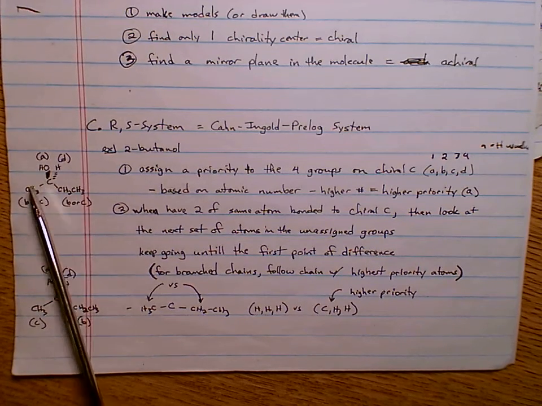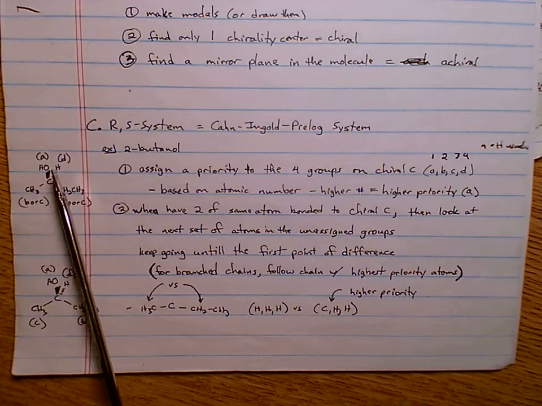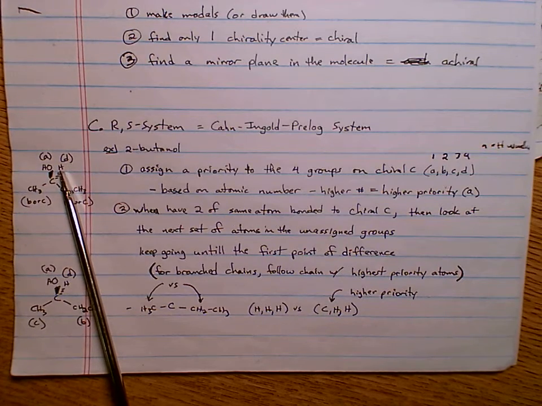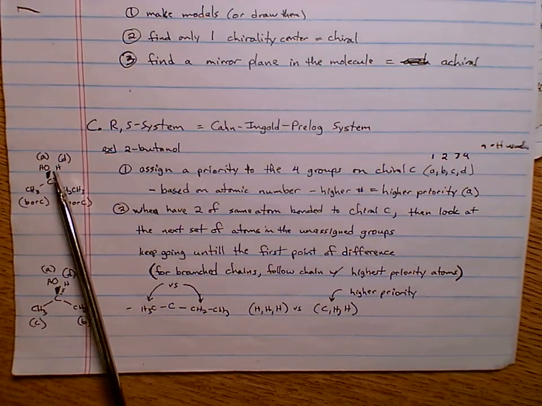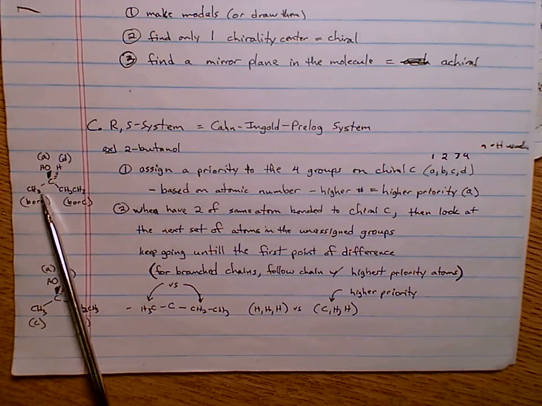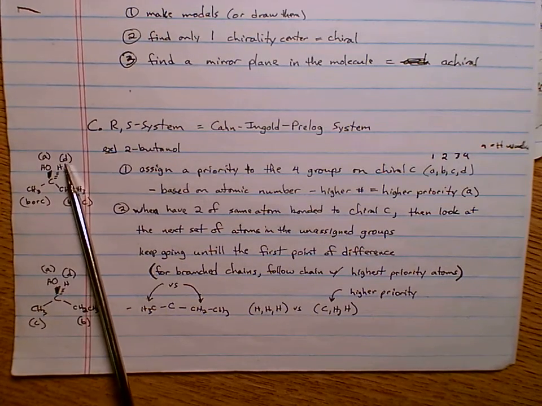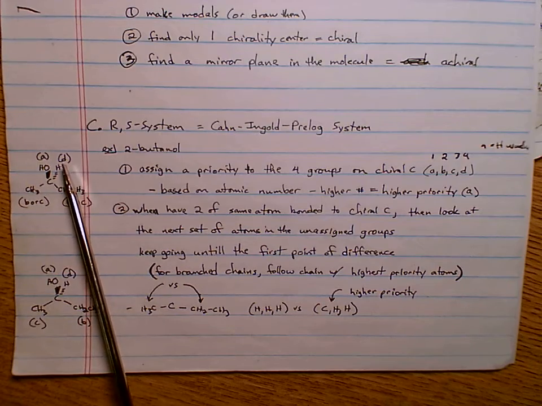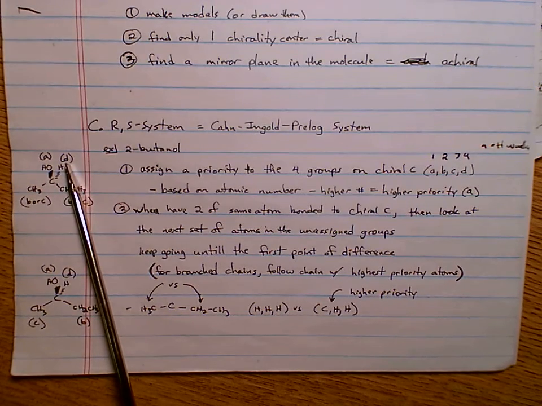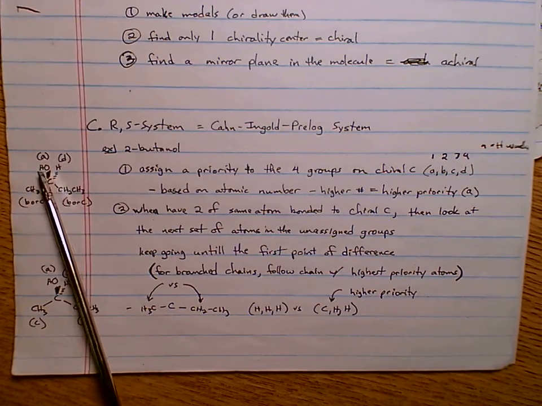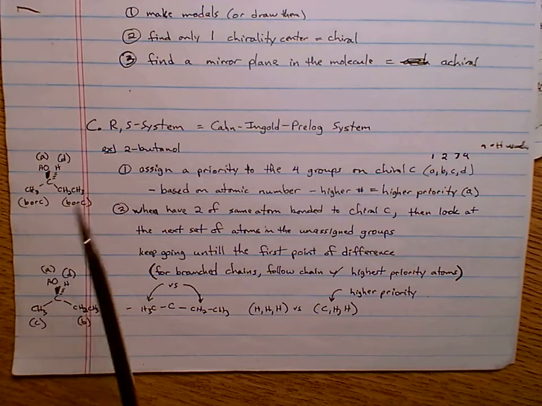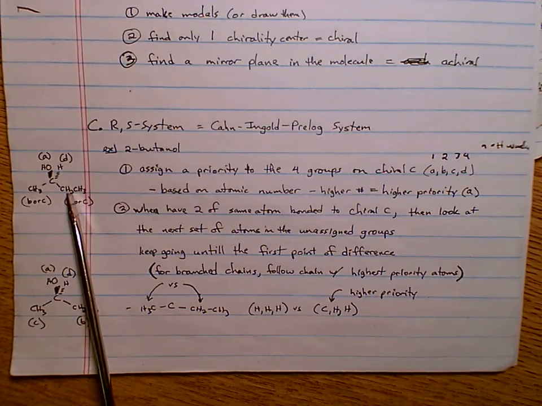So oxygen is a higher atomic number than either of these two carbons. Hydrogen is always going to be atomic number 1. It'll always be the lowest atomic number. So hydrogen is going to give us our lowest priority. This oxygen is our highest priority since it has the highest atomic number. But what about the two carbons?